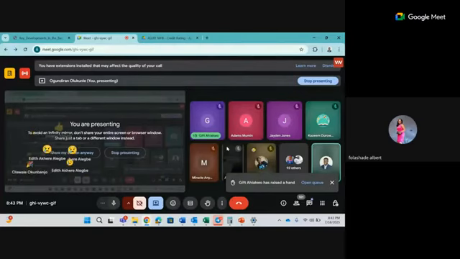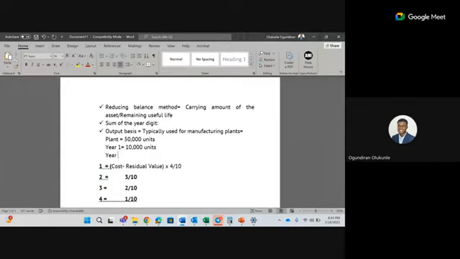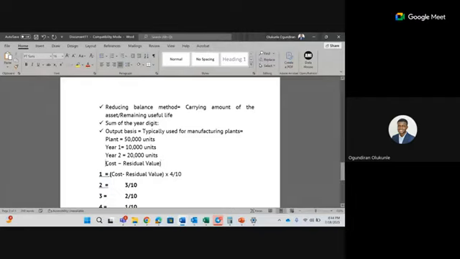Hello, sir. I understand you, but I didn't get the second year, please. So we are saying that in year 2, for instance, we have 20,000 units. So it means year 2 is going to be cost minus the residual value, times 20,000 divided by 50,000. Does it make sense to you? Yes, please. Thank you. You're welcome.